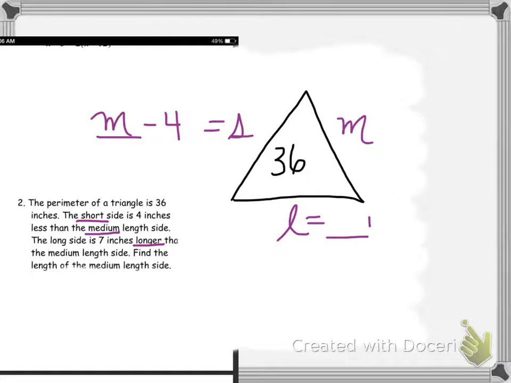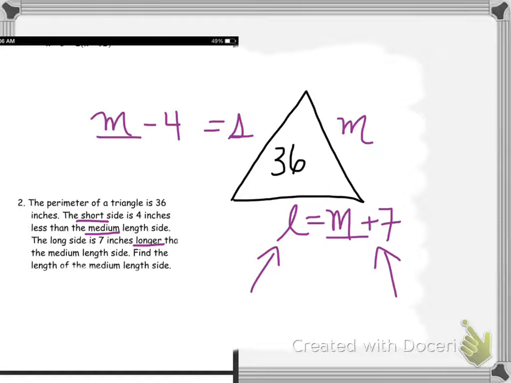Yes, that's right. You have to add to it to be longer. So it's M plus 7. Now, I read it again. You hear me repeating over and over again what I'm trying to write. The long side is 7 inches longer. That's what that is. Then the medium length again. Medium is what I'm longer than.